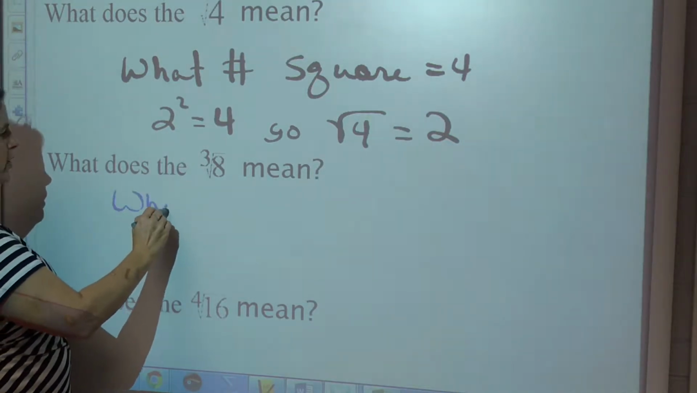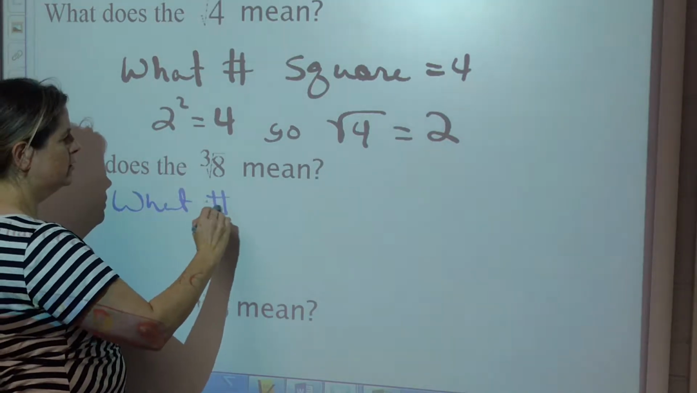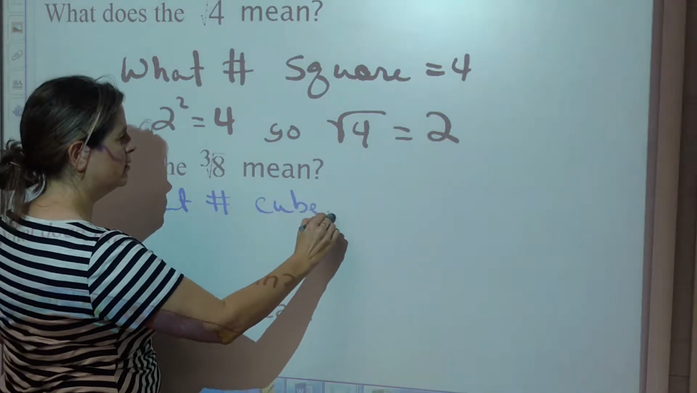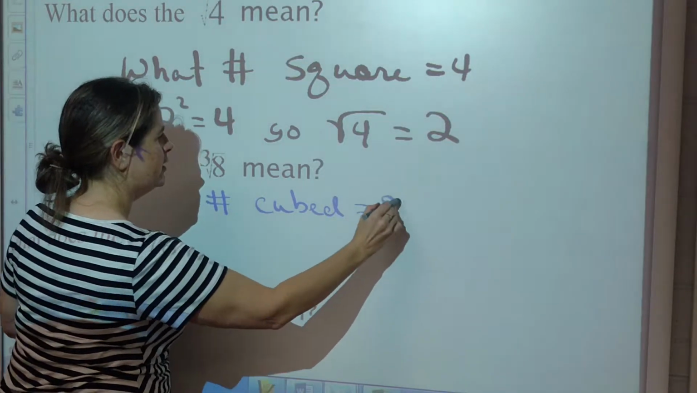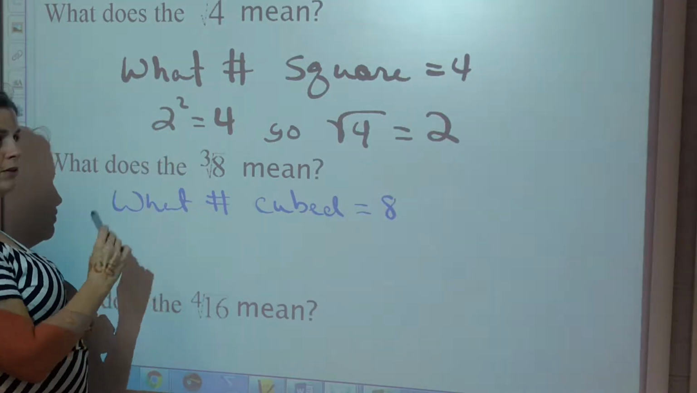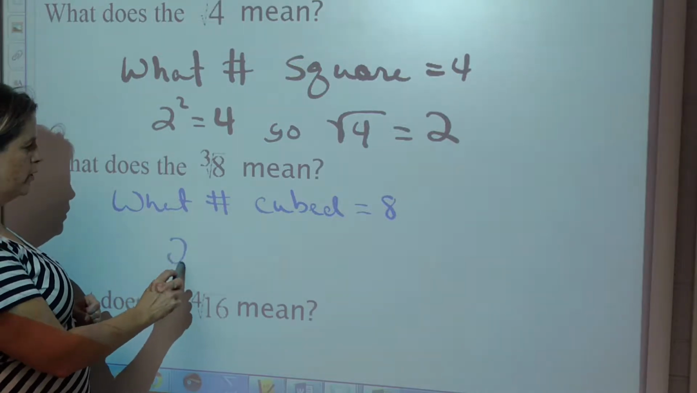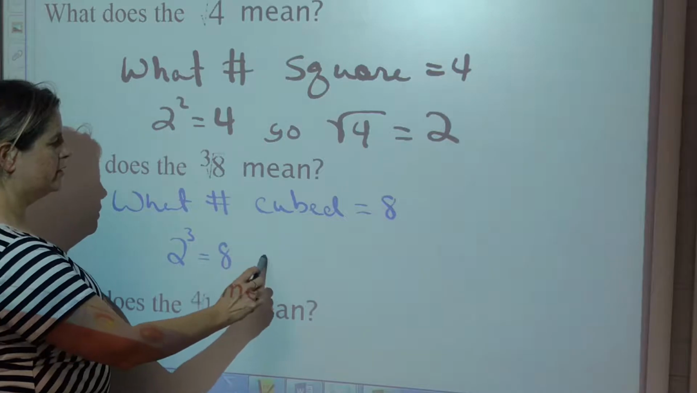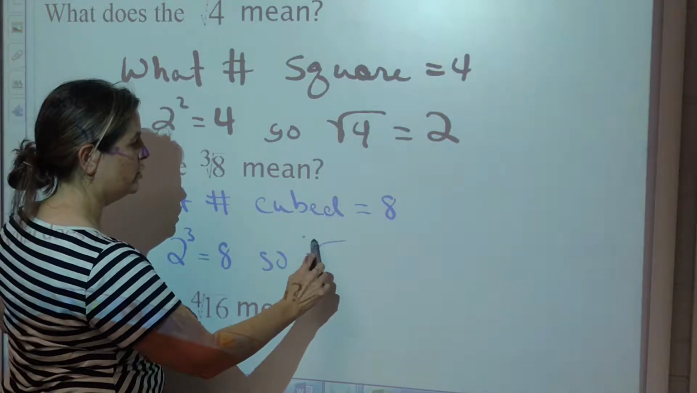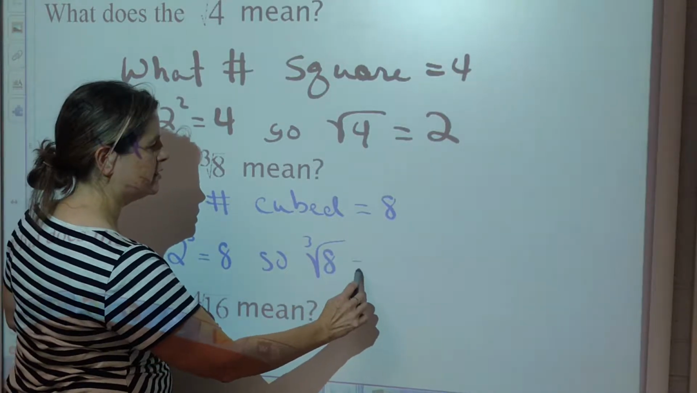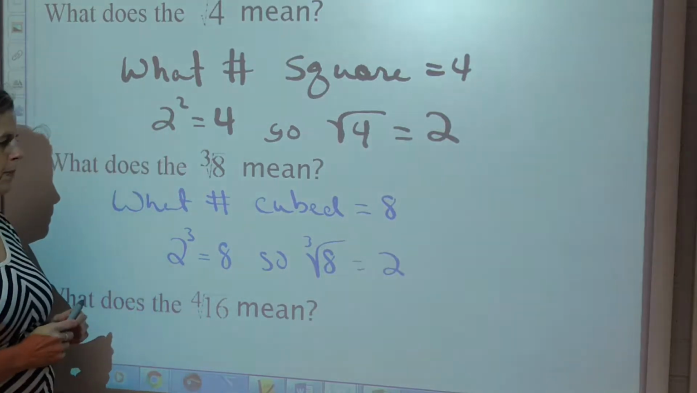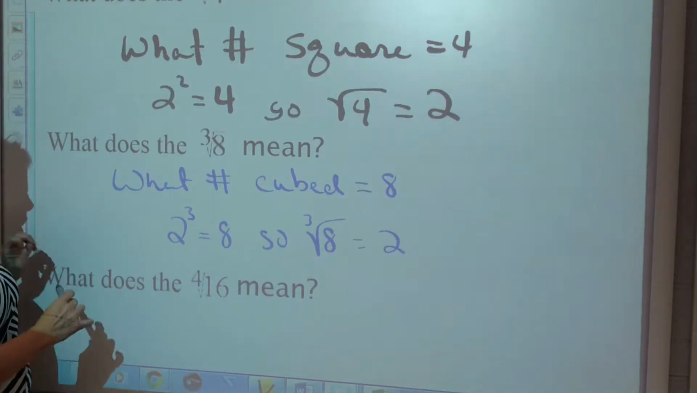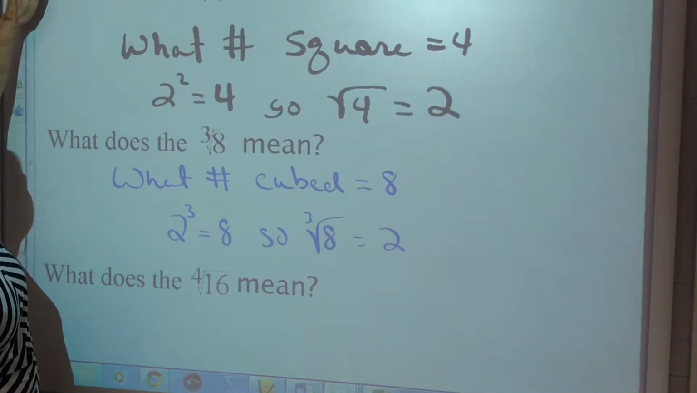So that's what number cubed equals 8. Well, we do know some perfect cubes. Hopefully you remember that 2 cubed is equal to 8. So that means the cube root of 8 is equal to 2. All right, I want you to take a second and think about the next one.